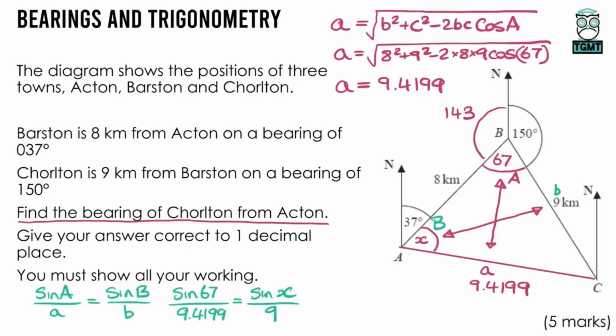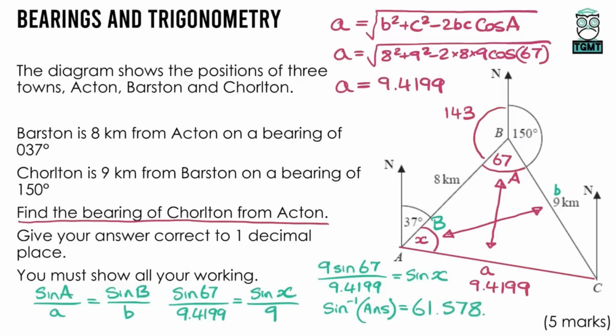We can rearrange this now by multiplying the 9 to the other side. So we get 9 sine 67 over 9.4199 is equal to sine x. Now we can type that into our calculator and then we'll do the inverse of the answer. Or you can type it all in one go, completely up to you. I'm going to press sine minus 1 and I'm going to put the fraction into my calculator straight from there. So 9 sine 67 on the top, 9.4199 on the bottom. And there we go, our final angle there is 61.578 and a few more decimals.